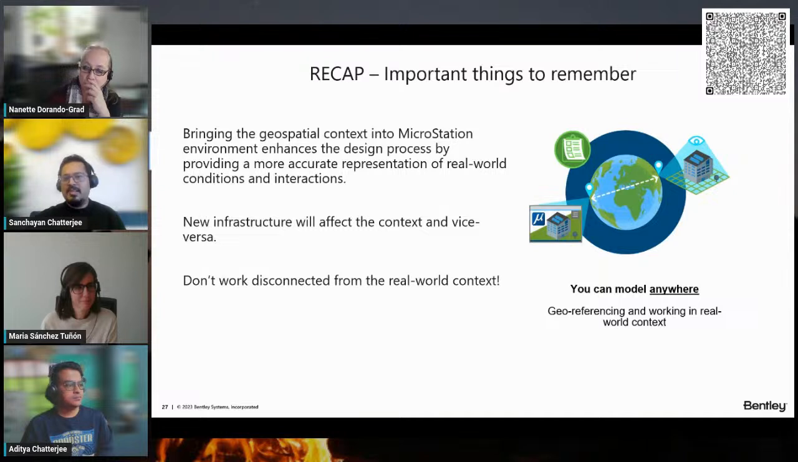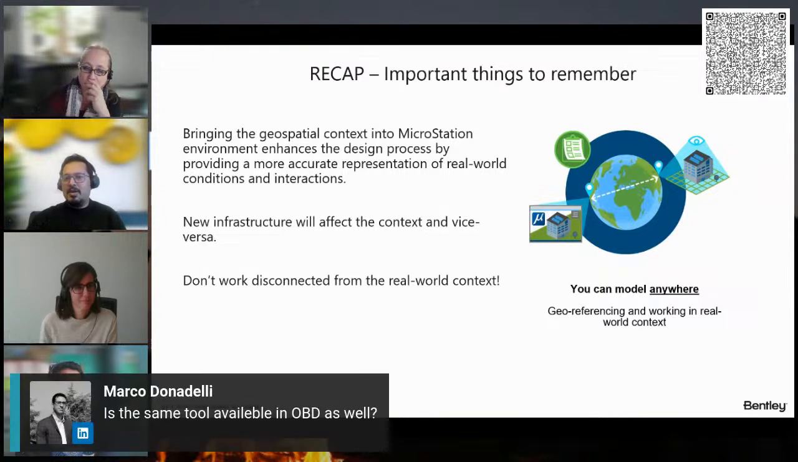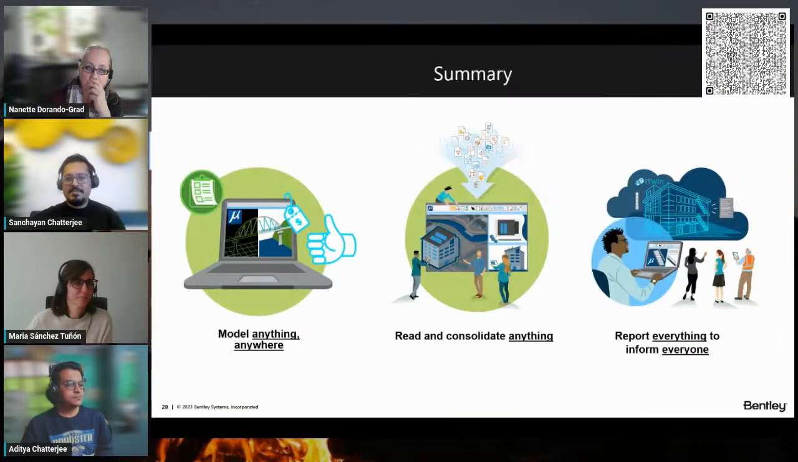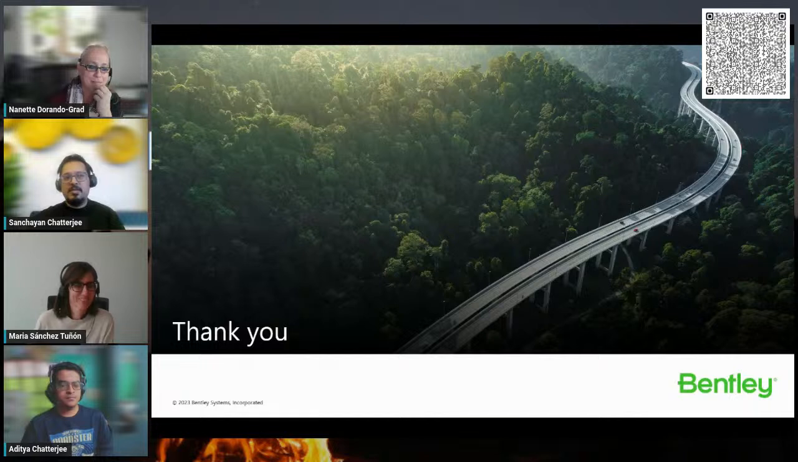So like we discussed, having the ability to stream a geospatial context into a design tool is very important and it will help you, the users, so that you do not have to handle any movement of GIS data. So finally, with MicroStation, you can model anything anywhere. You can read, consolidate anything. And finally, you can report everything and inform everyone of your data and design. So thank you all for joining this lovely discussion.